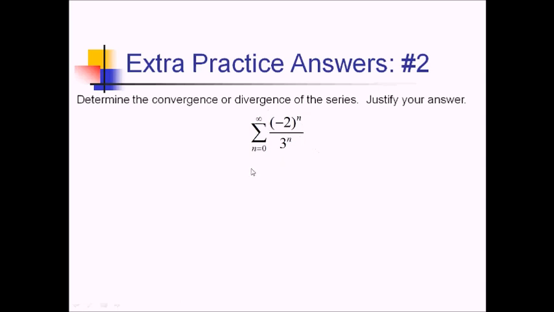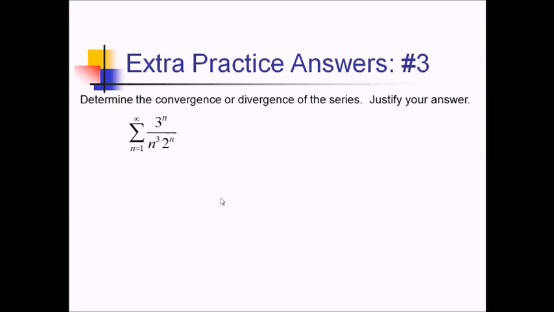So let me write out the stuff for my geometric series. We've got a geometric series with an r value of negative 2/3. The absolute value of that is just positive 2/3, and that is less than 1. Therefore, by the geometric series test, since this common ratio is less than 1, this is going to converge.